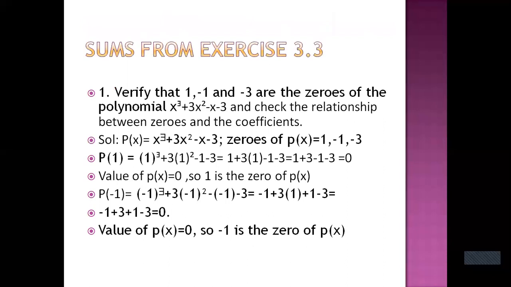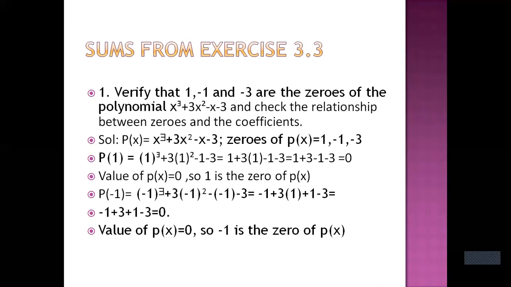So you see here one very important question, that is from your exercise 3.3. Very important, children. P of x is equal to x cube plus 3x square minus x minus 3. Then the question is here: verify that 1, minus 1 and minus 3 are the zeros of x cube plus 3x square minus x minus 3, and check the relationship between zeros and the coefficients. This sum is very important for your 4-mark question, and it is a definite question for your 4 marks in your board exam also. So let us see how to solve this sum.